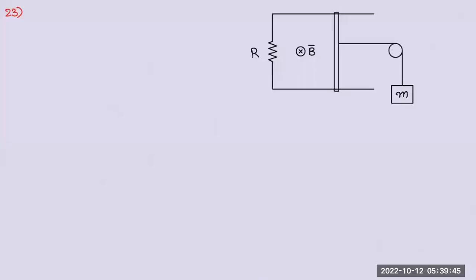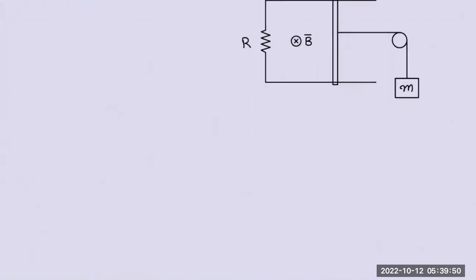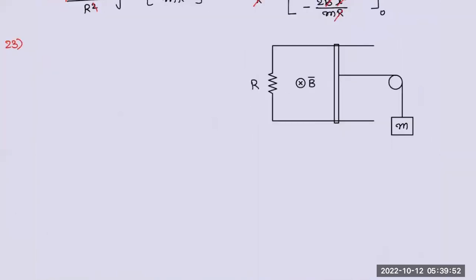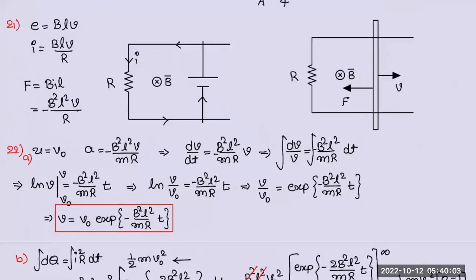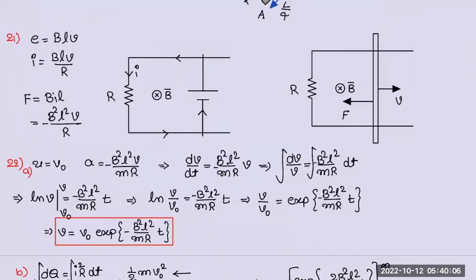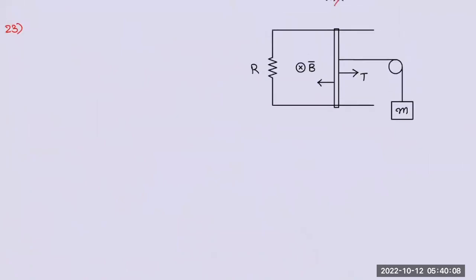Question number 23. Observe on this rod, definitely tension T will be acting, and backward because of the magnetic field, force will be there. The force value we calculated here already. Check it. B square L square V by R. So force B square L square V by R must be equal to tension T. Reason? Now there is no acceleration. Velocity is constant. That's fine.